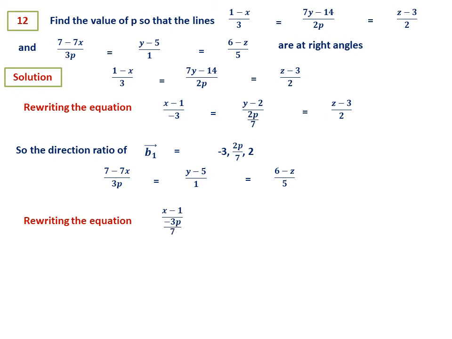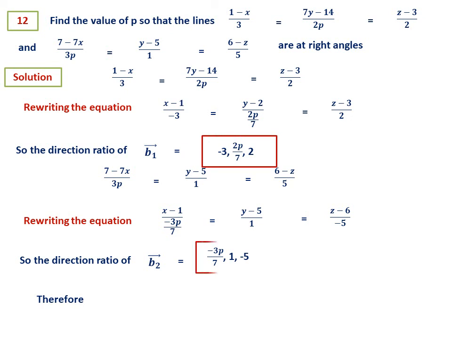So here, rewriting the equation once again, first one will be divided by minus 7. It becomes (x minus 1) by minus 3p by 7. Similarly, second one will be (y minus 5) by 1. There is no change. And the third one you have to change the sign: (z minus 6) by minus 5. So this is very important. Therefore, the direction ratios of B2, the second vector, are minus 3p by 7, 1 and minus 5. So see, the direction ratios are like this: minus 3, 2p by 7 and 2; minus 3p by 7, 1 and minus 5.